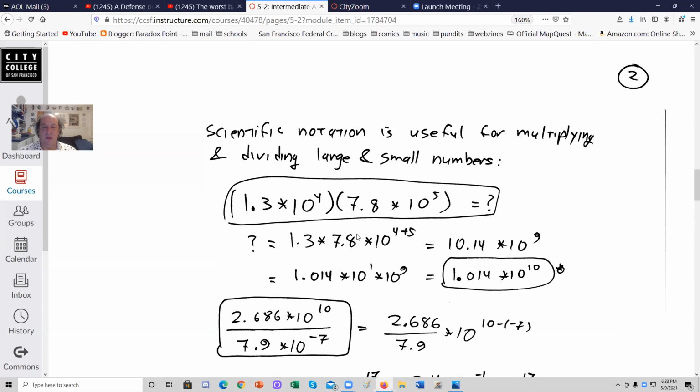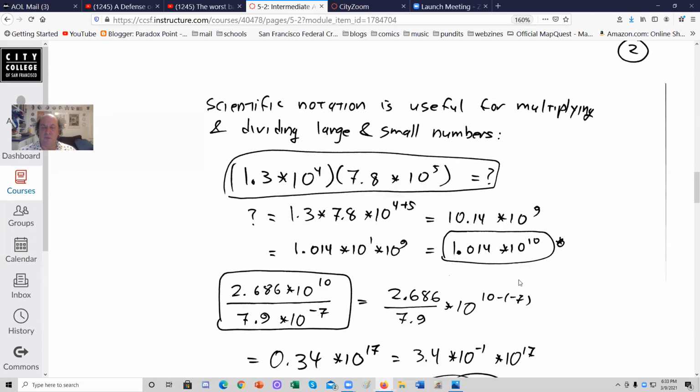All right, now this comes out to 10.14. This is times 10 to the ninth. This is not quite in proper scientific notation, so we rewrite this. 10.14 is 1.014 times 10 to the first. That times the 10 to the ninth gets you this, 1.014 times 10 to the 10th.